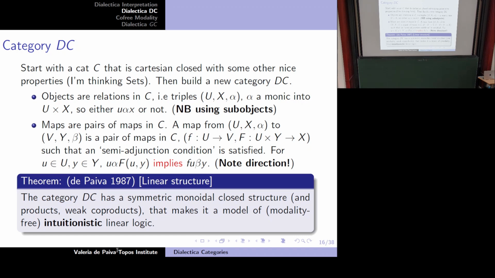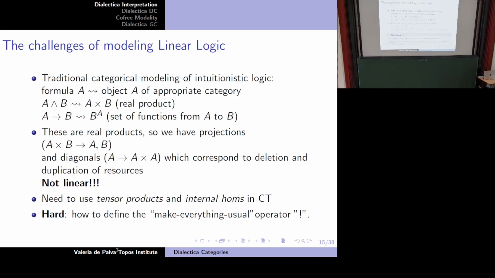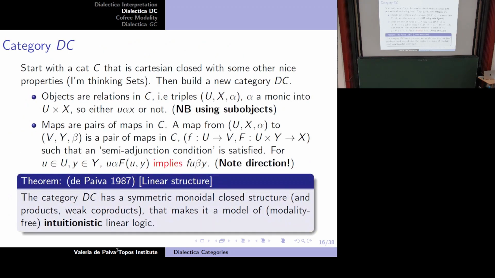So, okay, the objects are easy. We just think about relations, either using sub-objects, as I'm doing here, or using maps into 2. So this 2 here, you guys know what I mean? I mean 0 plus 1, that's false and true. And so that's why I was saying either U alpha X or it doesn't. But the important thing is the maps.